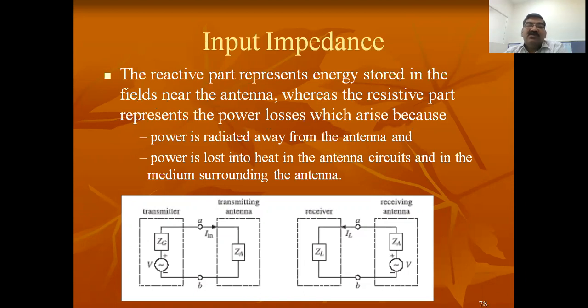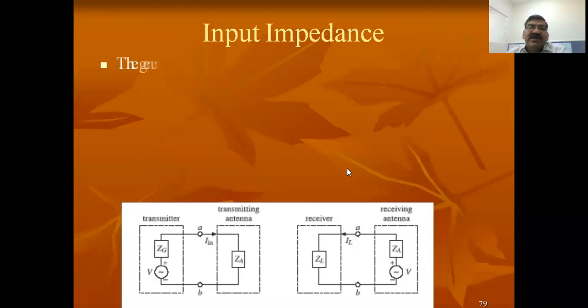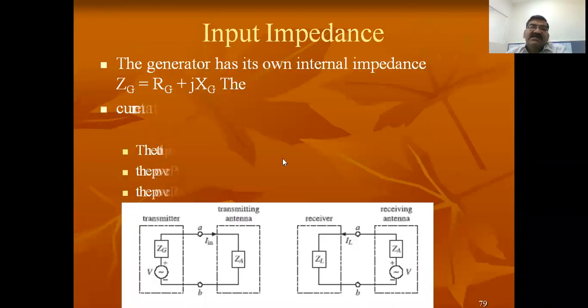Whatever the resistance of the antenna, if it is as low as possible, then it is power. Power is radiated always from the antenna, and power is lost into heat in the antenna circuit and in the medium surrounding the antenna. So if there is a resistance, there is heat dissipation. That is the basic concept we are using here.